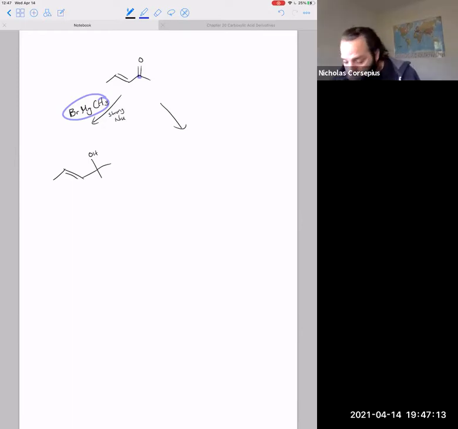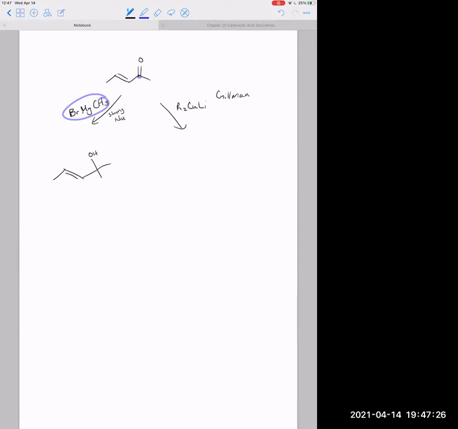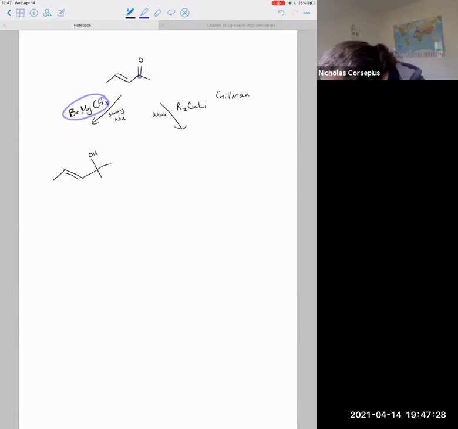Okay. Now, another one that we just learned about is R2CuLi. This is called a Gilman reagent. And I want you guys to think about it as being a weaker Grignard. So this would be a weaker nucleophile. And where do our weaker nucleophiles attack?